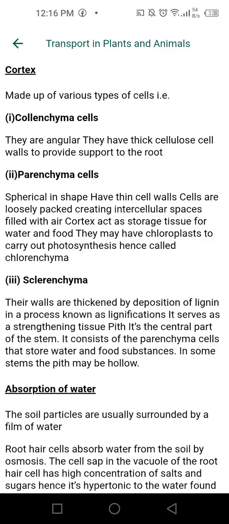Sclerenchyma. Their walls are thickened by deposition of lignin in a process known as lignification. It serves as a strengthening tissue. Pith. It's the central part of the stem. It consists of parenchyma cells that store water and food substances. In some stems, the pith may be hollow.